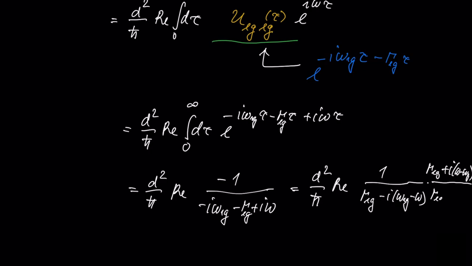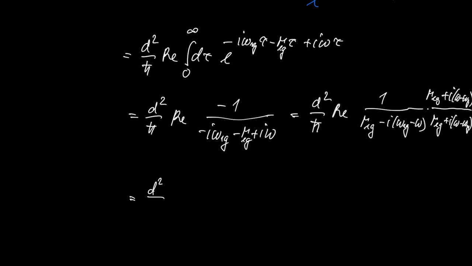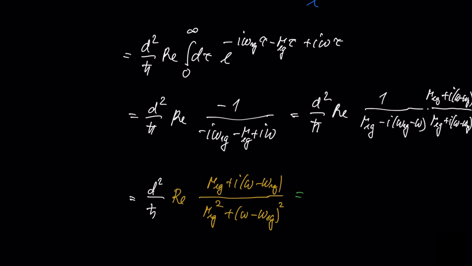So this is an expression which doesn't change anything, except that we can now write our result in a better way. There's a real part, and then we have gamma eg plus I omega minus omega eg divided by gamma eg square plus omega minus omega eg square. And taking the real part means that everything with I will go away. This gives us the line shape of the transition. This is a so-called Lorentz line shape.